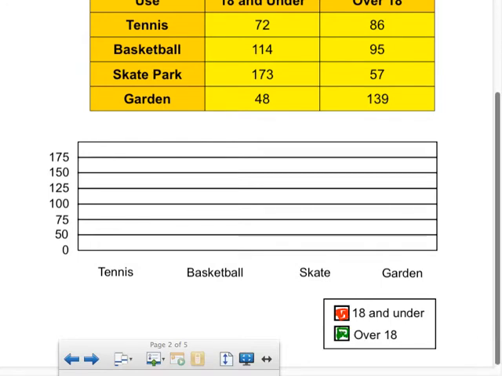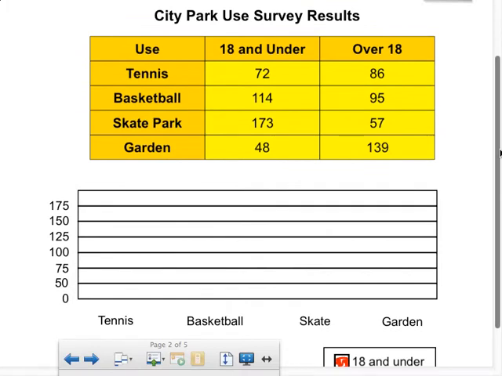Okay. Now, if we go up to the top, we're going to look at the first group that we chose. We chose red for 18 and under. So here's our y-axis. And the y-axis, the intervals for the y-axis, each line represents how many units? How many?